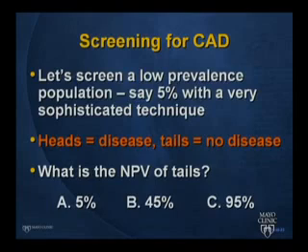So they come to your new screening center, and you're going to do a very sophisticated test. You're going to go in the back room and flip a coin, right? Now, if it's heads, you're going to go out and tell them that they have disease. If it's tails, you're going to go out and tell them there's no disease. So my question for you, and I'd like you to use the audience response system here, is what is the negative predictive value of tails?